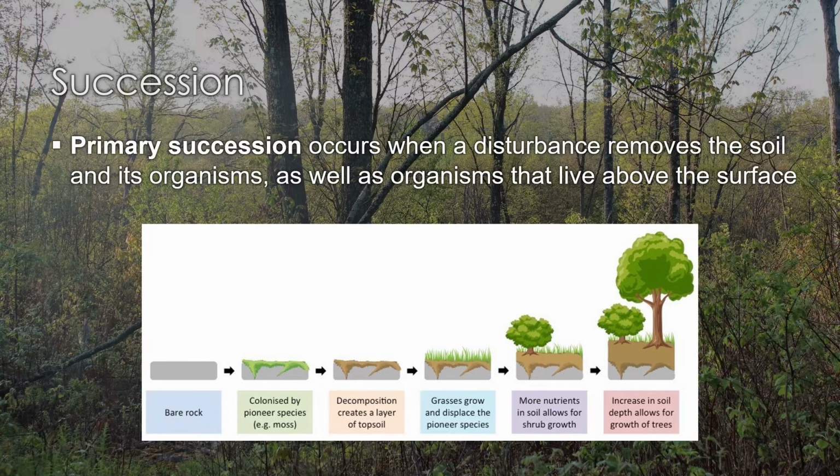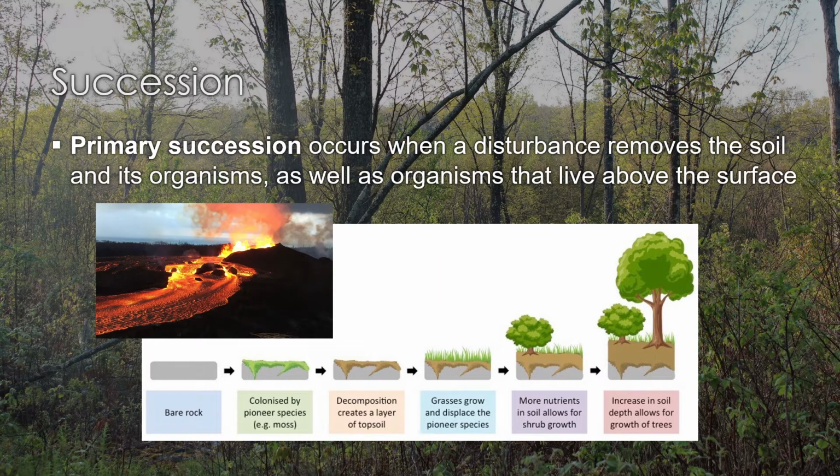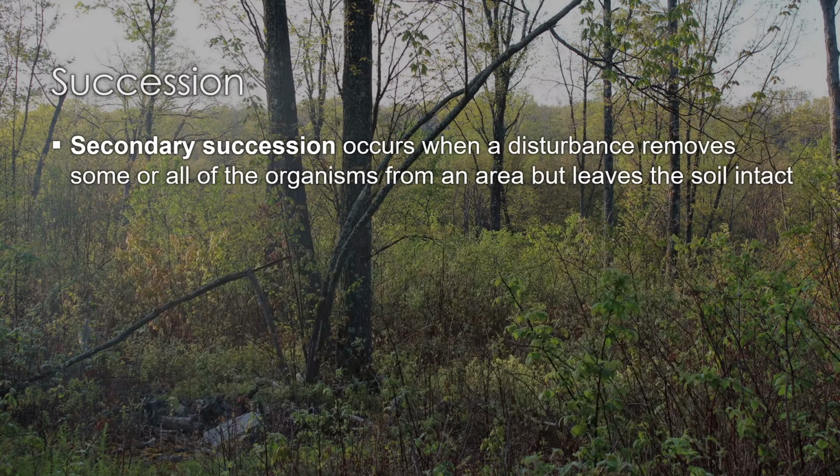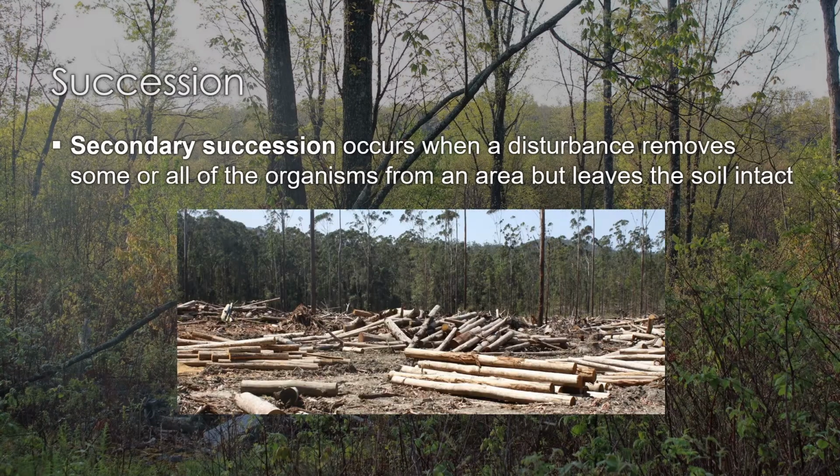Primary succession occurs when a disturbance removes the soil and its organisms, as well as organisms that live above the surface. Glaciers, floods, volcanic eruptions, and landslides often initiate primary succession. Secondary succession occurs when a disturbance removes some or all of the organisms from an area but leaves the soil intact. Fire and logging are examples of disturbances that initiate secondary succession.